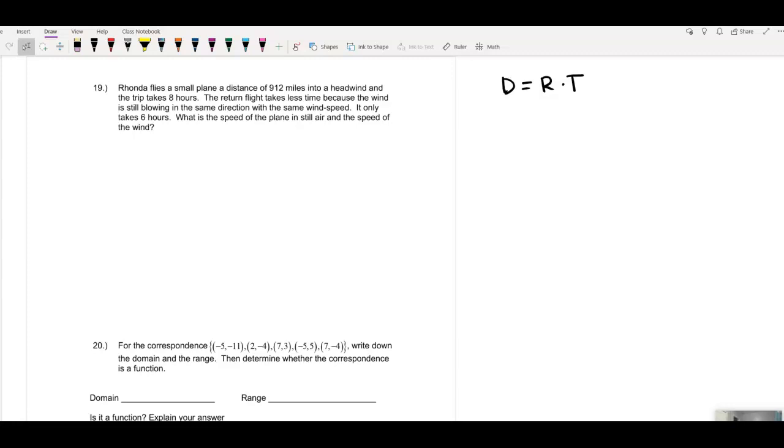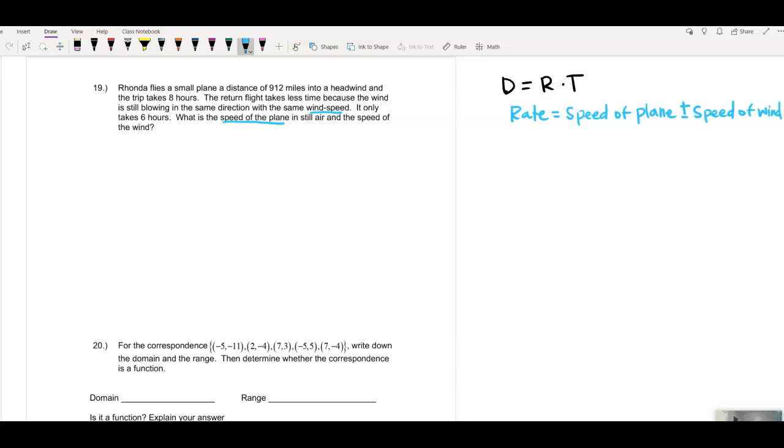Well, actually, before I do that, let me talk about the rate really quick, because sometimes this is confusing to people. Notice it's talking about wind speed here, and it's also talking about the speed of the plane, right? So it's giving you two different pieces of information here, and both of those things together make up the rate. So I'm just going to write over here just to make sure that it's clear. Rate is comprised of the speed of the plane plus or minus the speed of the wind.